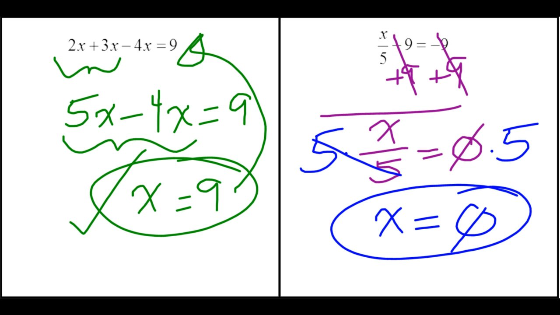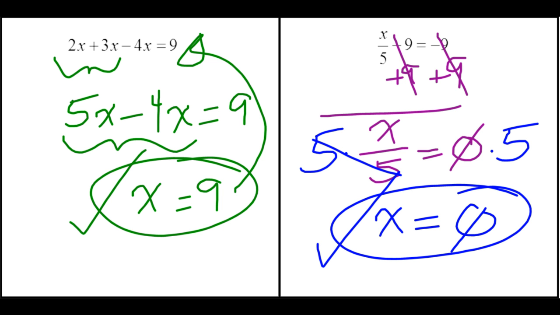Or we could just look at this and say, well, the only number that can be divided by 5 to get a 0 is going to have to be 0. We can multiply 5 by 0. We can get 0 with a division. It just has to be 0 divided by something and not something divided by 0. So x equals 0 is the solution.